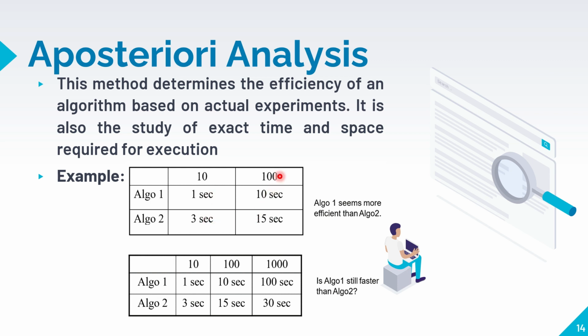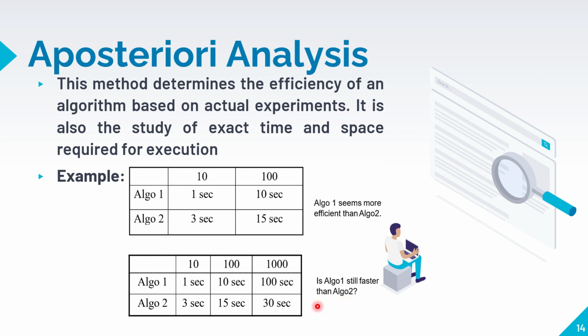Pero kung ang input na natin ay umabot na ng 100, si Algo 1 is nagawa niya or na-execute niya in 10 seconds while si Algo 2 naman is 15 seconds. So therefore, Algo 1 seems more efficient than Algo 2 because, yun nga, mas mabilis given a certain number of inputs. Okay. How about if we have the following already, nadagdagan? At 1,000 in number of inputs, si Algo 1 na-perform niya within 100 seconds. While si Algo 2 na-perform niya in 30 seconds. So, is Algo 1 pa rin ba ay faster than Algo 2?